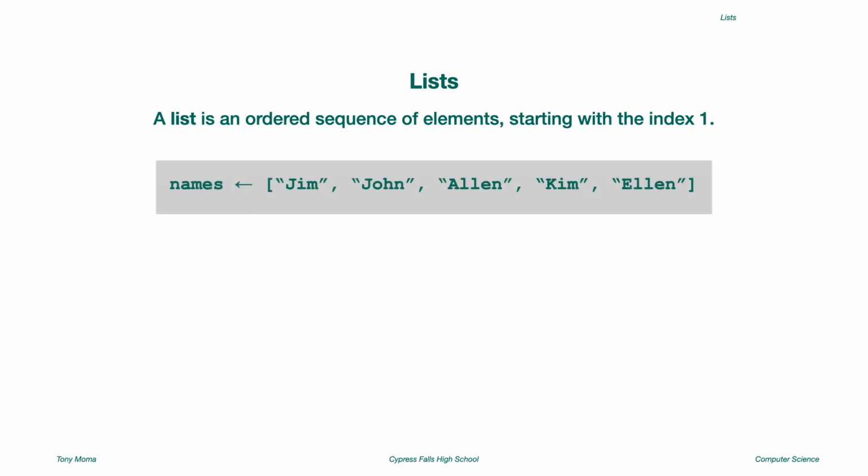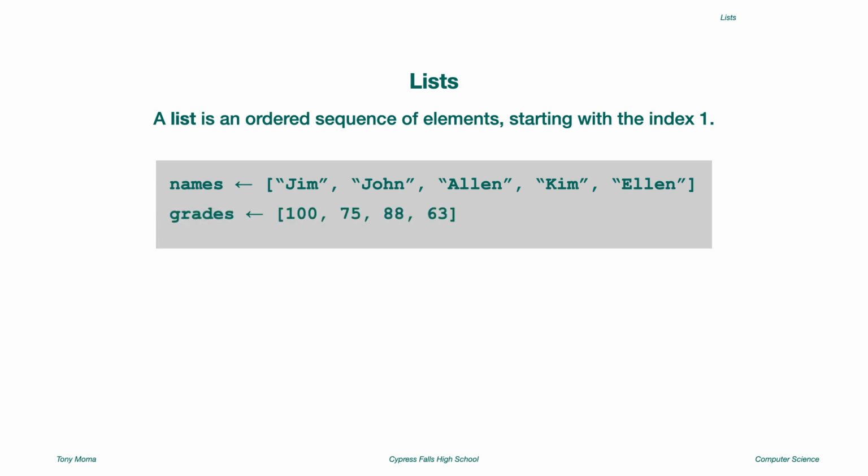Here's an example of how to create a list using our pseudocode language. We start by coming up with the name we want to use for the list, which in this case is names, followed by the assignment arrow, then inside a pair of brackets, the elements that we want that list to contain. Here our list contains 5 strings: Jim, John, Alan, Kim, and Ellen. Here's another example. Here we have a list named grades, and it contains 4 numbers: 100, 75, 88, and 63.